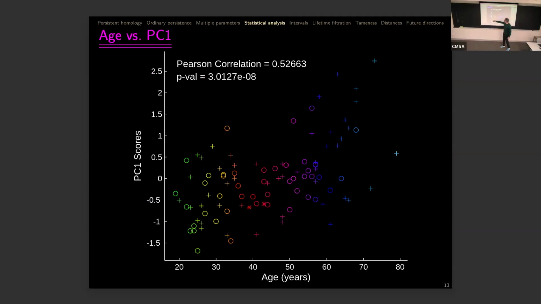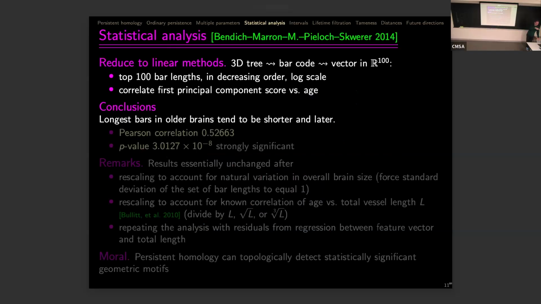These are the PC1 scores, and you can see it's not very linear, but it's sort of linear. And the Pearson correlation is 0.52. So it's got some linear signature, but maybe not too strongly. But this is the strongest linear signature that we saw in all the methods that we tried or that were tried. Steve tried a whole bunch of them. But it is strongly significant.